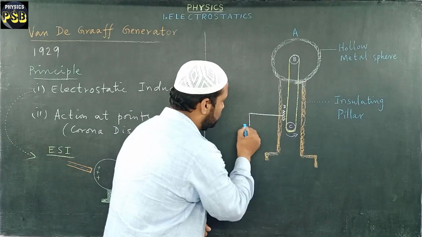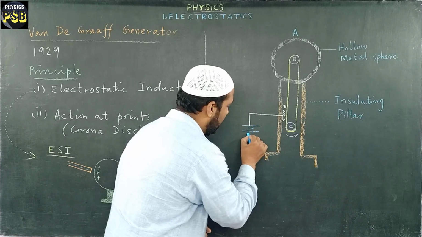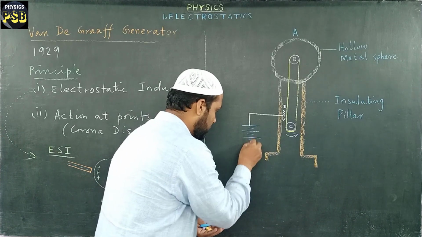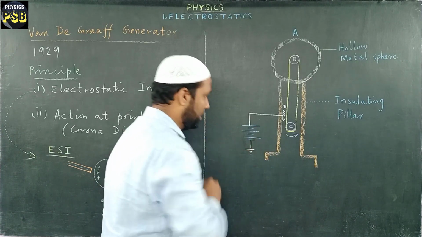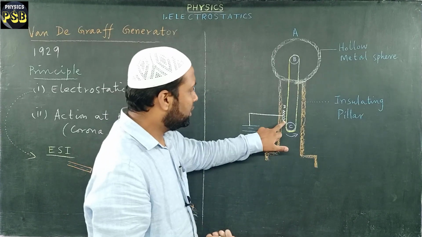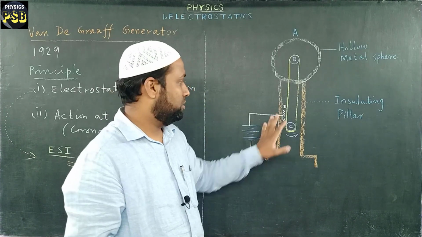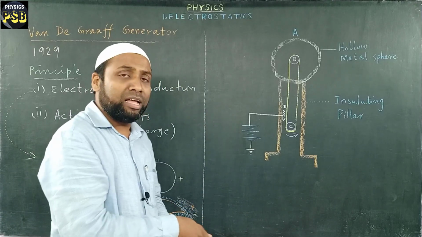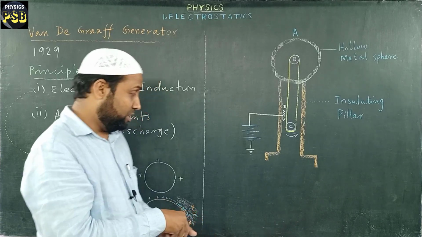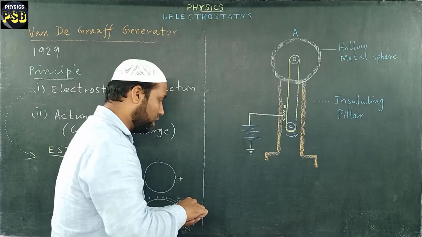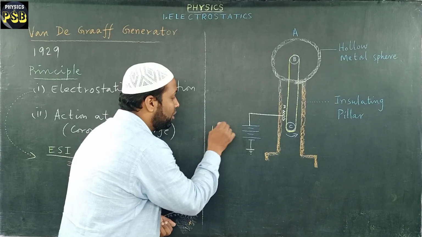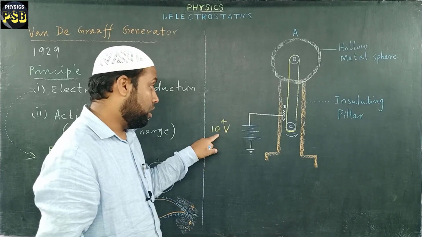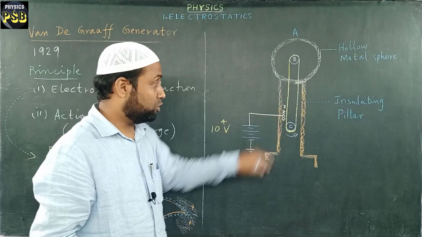Now, it is connected to the positive terminal of a high tension battery, whose negative end is grounded in this manner. So the Metalcone D is at a positive potential. And here the voltage supplied by this high tension battery is of the order of 10 power 4 volt. Remember this, very high voltage is supplied to this Metalcone D.